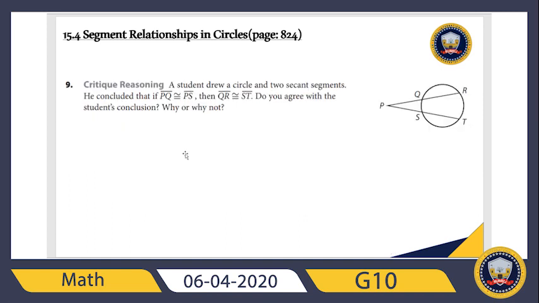Okay, last question. Now, a student drew a circle and two secant segments that are PR and PT. He concluded that if PQ is congruent with PS, then QR is congruent with ST. Again, the student says if PQ is congruent with PS, then QR is congruent with ST. Do you agree with this or not? If yes or no, prove why or why not.